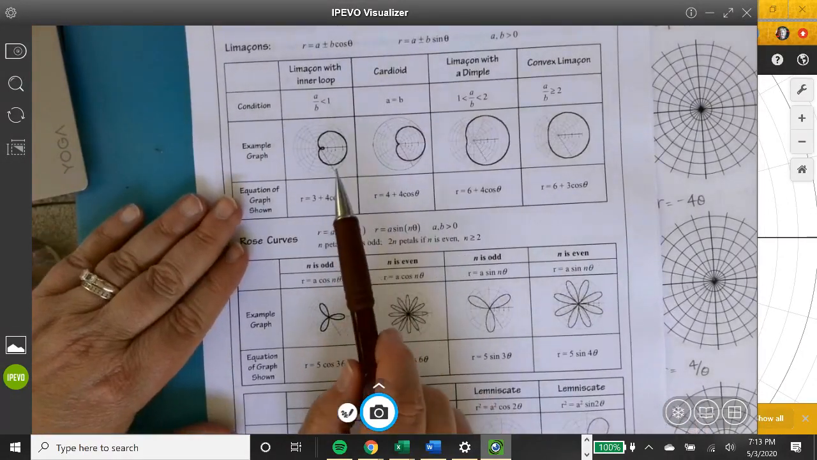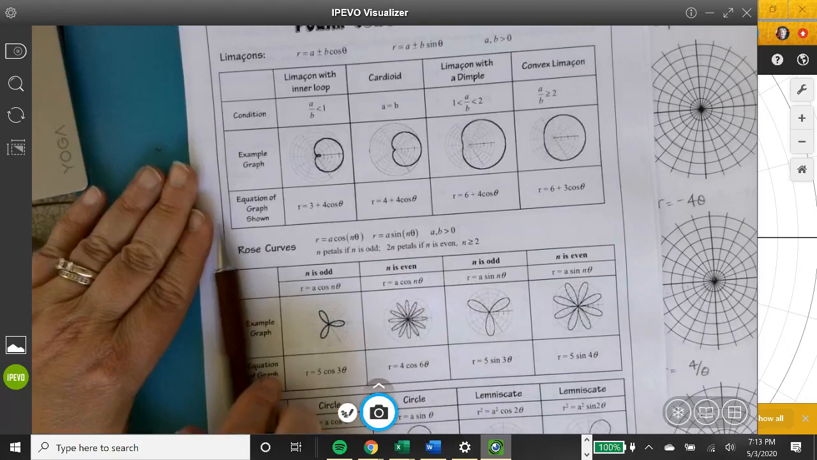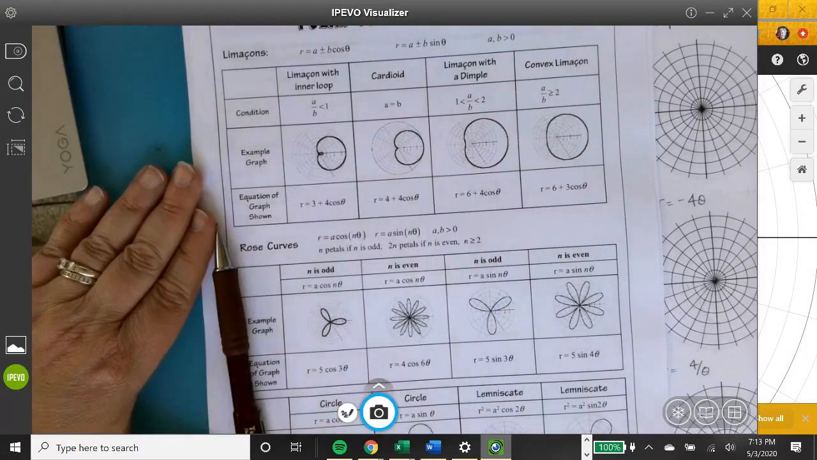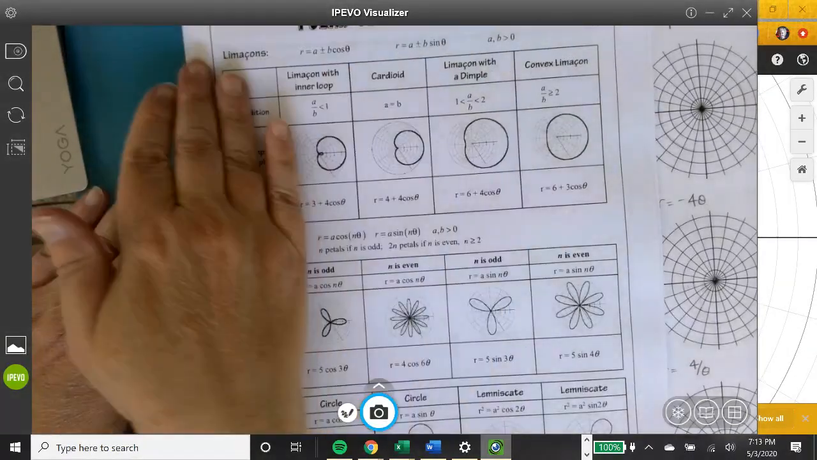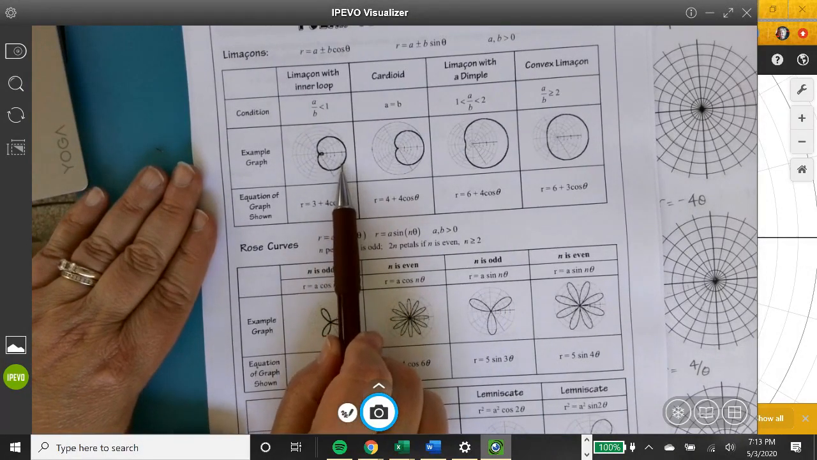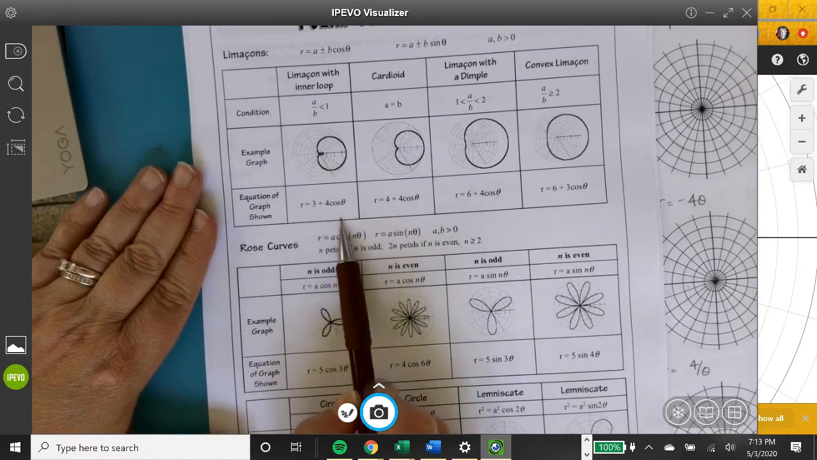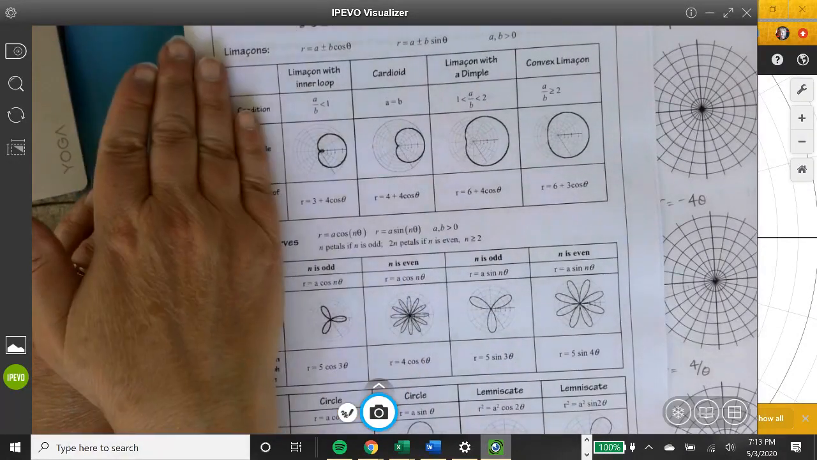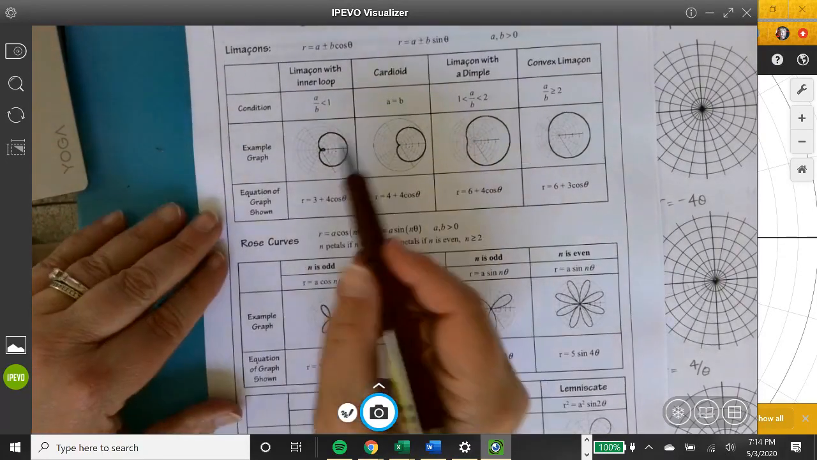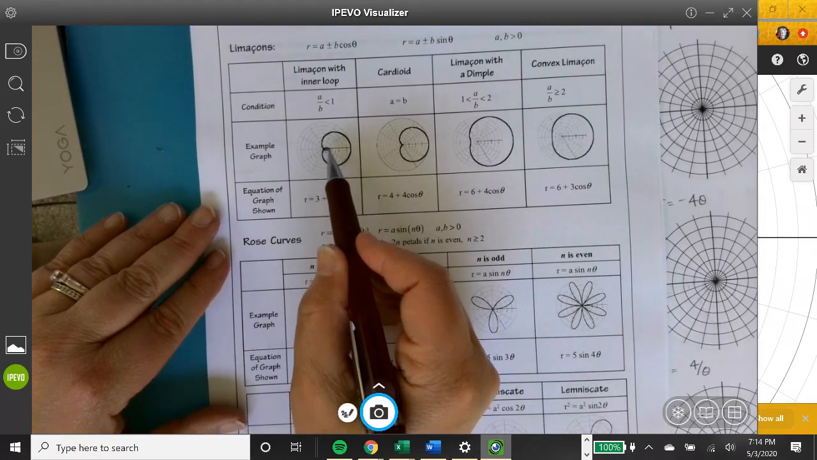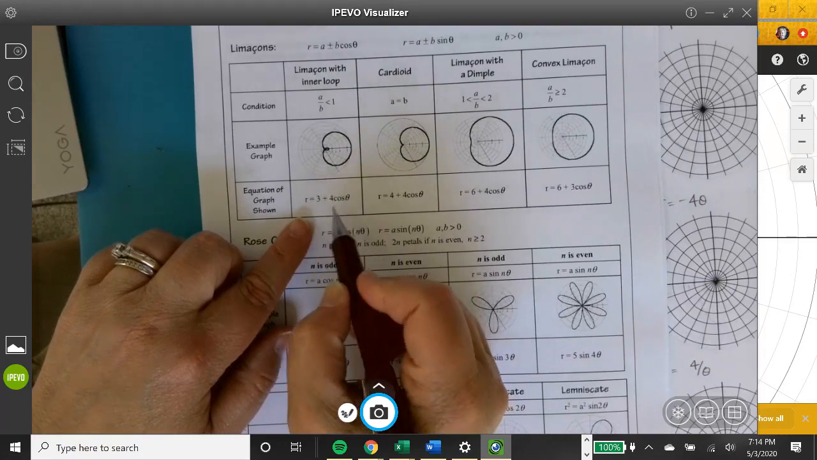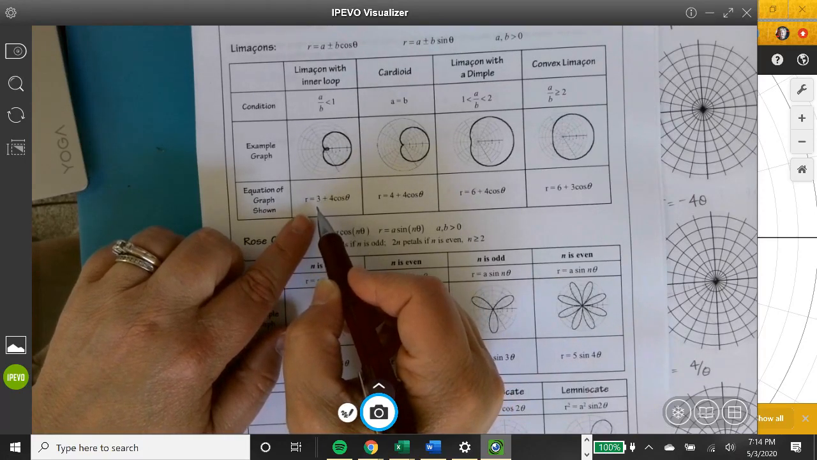We did limacons with inner loops, and we knew that the cosine had curves that were on the left or the right of the polar plane. If I had a positive cosine, the biggest part was on the positive part of the polar plane. And if I had a negative cosine, it was flipped to the left side. A limacon with an inner loop occurred here when the amplitude was bigger than my midline because it would dip below the polar axis or the theta axis.